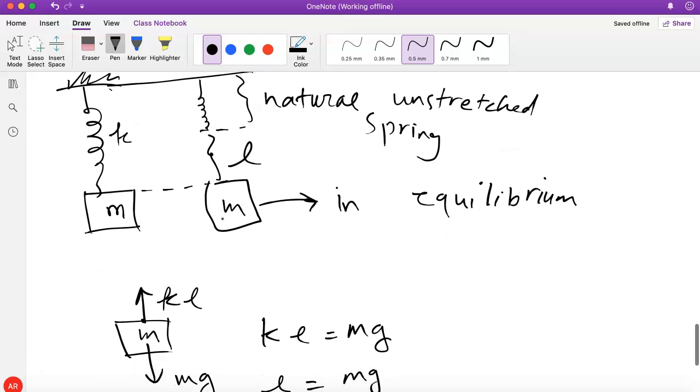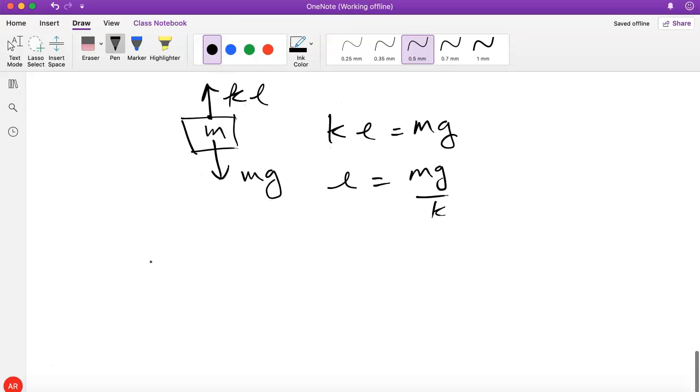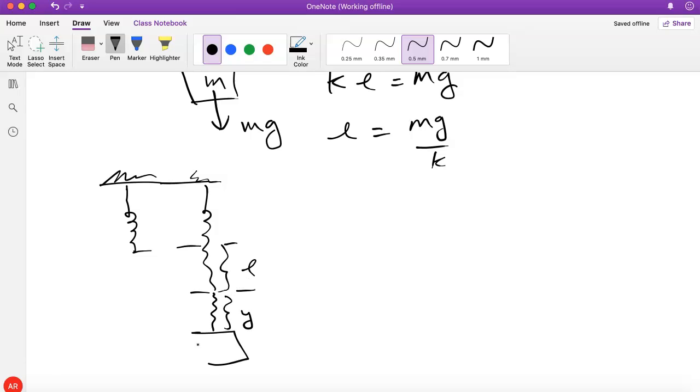So that's the first difference. Now let's consider pulling the mass down a little bit away from its equilibrium position. Here is our mass again. That's the unstretched length of the spring. This is the equilibrium position. From here to here it's L. And then we pull it down a little bit more, so we have some length y here. And this is our mass.